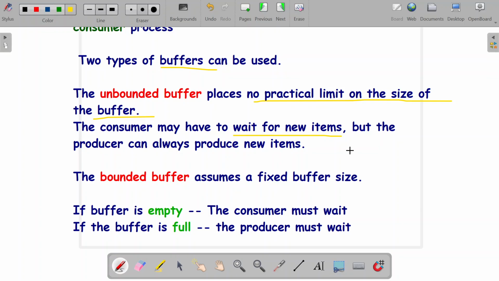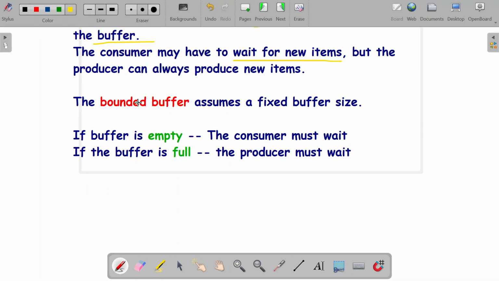But the unbounded buffer is not always applicable, because a single process cannot be allocated infinite space. So we should have a bounded buffer. In the bounded buffer, there is a fixed buffer size. So what happens if the buffer is empty? There is no item to consume, so the consumer has to wait. And if the buffer is full, there is no space to accommodate a new item, so the producer must wait. Remember that if the buffer is empty, the consumer must wait. If the buffer is full, the producer must wait.